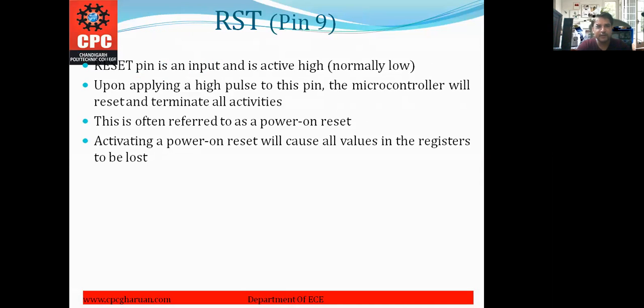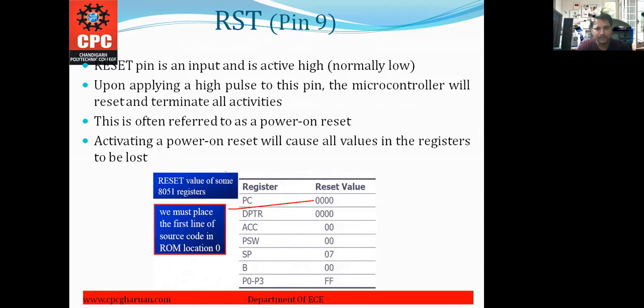RST, that is pin number 9, is used to reset all the activities that are performed via the microcontroller. Upon applying a high pulse to this pin, the microcontroller will reset and terminate all the activities. This is often referred to as a power on reset. After resetting the microcontroller, the program counter will reset to 0, that is, starting from 0.